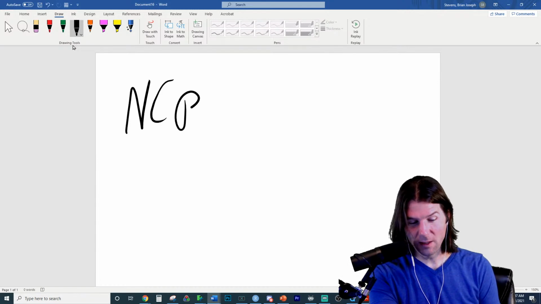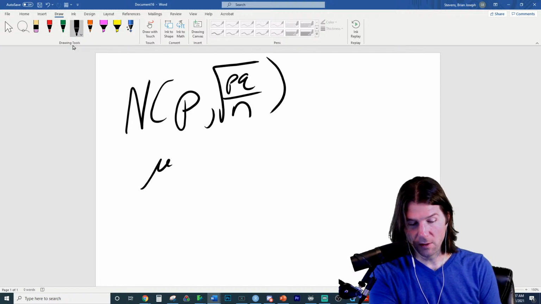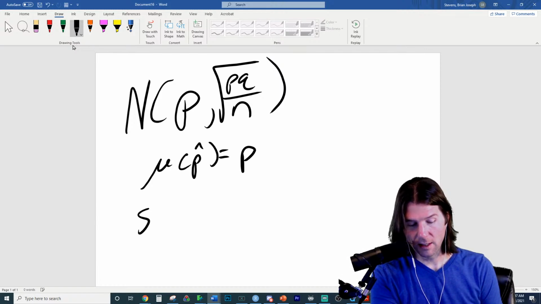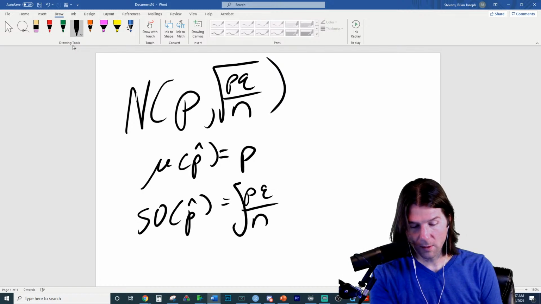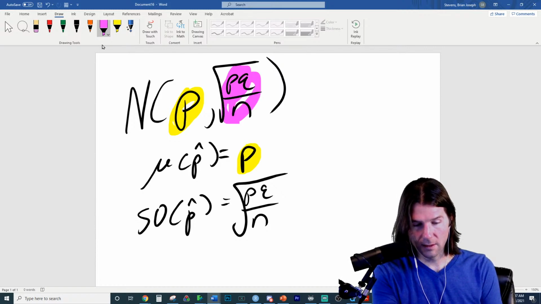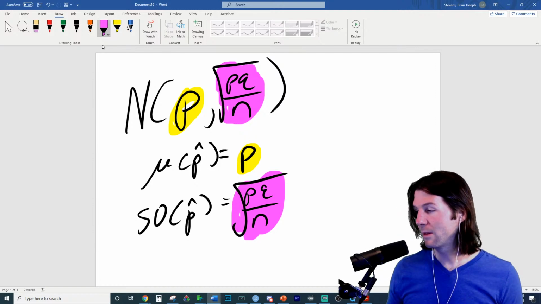Normally distributed with the mean of P and the standard deviation of the square root of P times Q over N. And this first part right here is mu of P hat equals P, and the standard deviation of P hat, that's SD right there, is equal to the square root of P times Q over N. So that is the mean and the standard deviation.